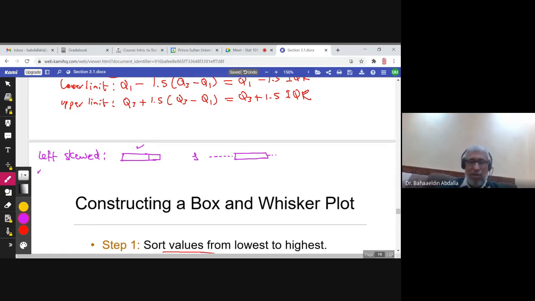Okay. It would be right skewed if the median lies to the left and the right whisker is longer than the left whisker. It would be symmetric if the median lies in the middle and the right whisker is equal to the left whisker. They are equal. Okay.